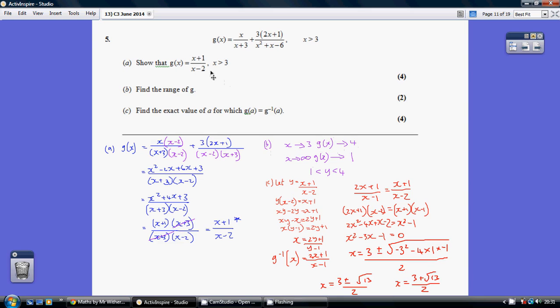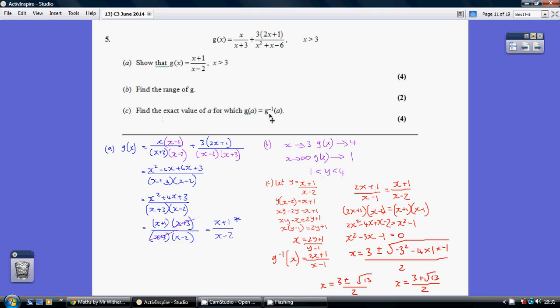Now think about when x is massive. When x is massive, when it's approaching infinity, we've really got effectively infinity over infinity, which is 1. So as x gets very big, our y values are approaching 1. As x gets very close to 3, our y values are getting closer and closer to 4. So our range of y values, they're greater than 1 and less than 4. Never quite reaching 4, never quite reaching 1.